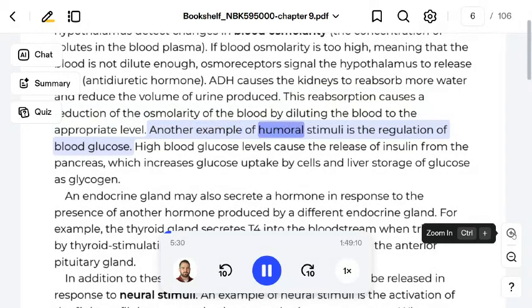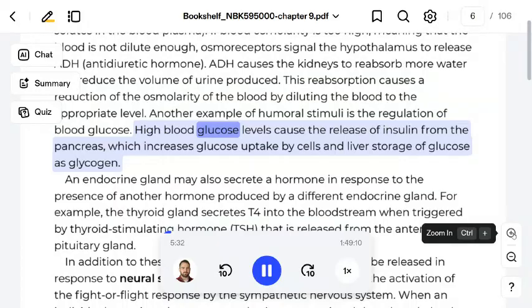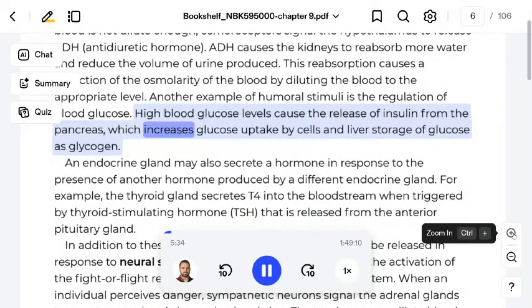This reabsorption causes a reduction of the osmolarity of the blood by diluting the blood to the appropriate level. Another example of humoral stimuli is the regulation of blood glucose. High blood glucose levels cause the release of insulin from the pancreas, which increases glucose uptake by cells, and liver storage of glucose as glycogen.